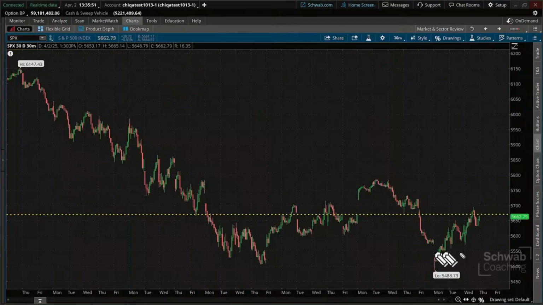Sometimes traders will even look and try to use multiple time frames. And what they'll do is they'll look and say, okay, well, this is a trend.